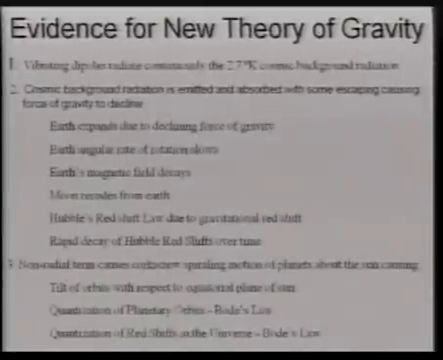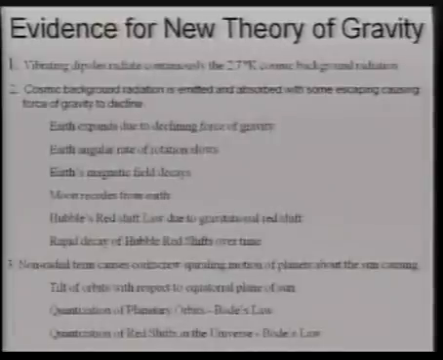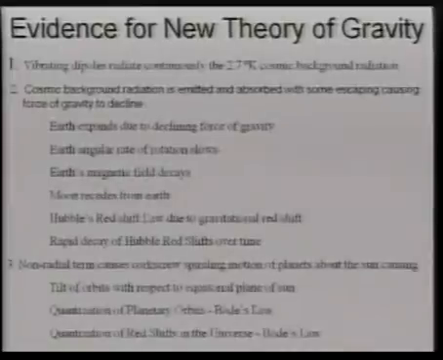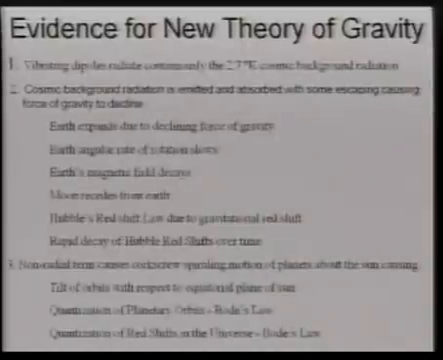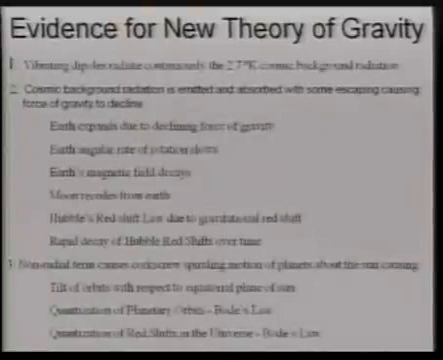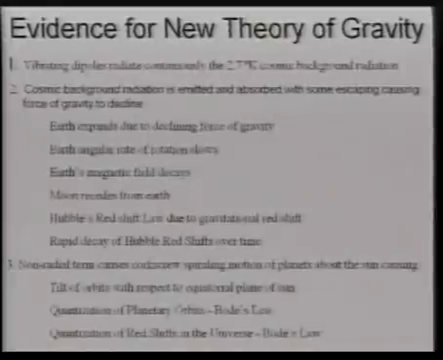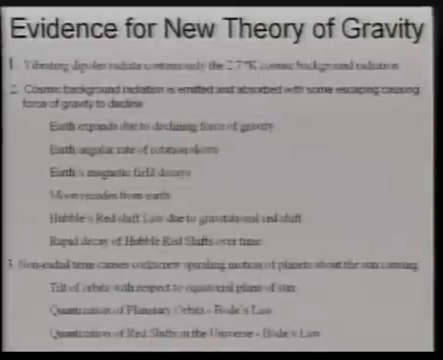The second is the cosmic background radiation is emitted and absorbed with some radiation escaping. Okay? That's what we see at 2.7 degree Kelvin. But some of it doesn't. But the stuff that does escape causes the force of gravity to decline. The declining force of gravity causes the Earth to expand, and we looked at some data for that. It causes the Earth's angular rate of rotation to slow. We saw the data supporting that from the magnetic field data of the Earth.